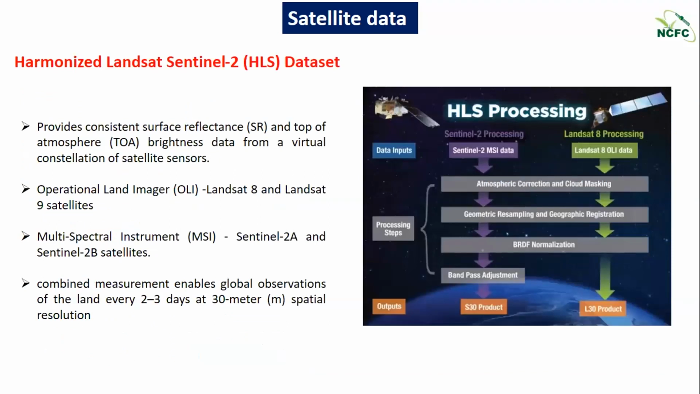And of course, these days, some new harmonized products are also available. Like the HLS dataset is available. So NASA has harmonized these two, Landsat and Sentinel. And every 2 to 3 days, they are providing 30-meter datasets. So they have merged the Sentinel and Landsat. So every 2 to 3 days, you can have datasets, harmonized, with surface reflectance and brightness temperature data. So it's a virtual constellation of satellites, you can say. These kinds of harmonized datasets will enhance the temporal resolution and give more observations.